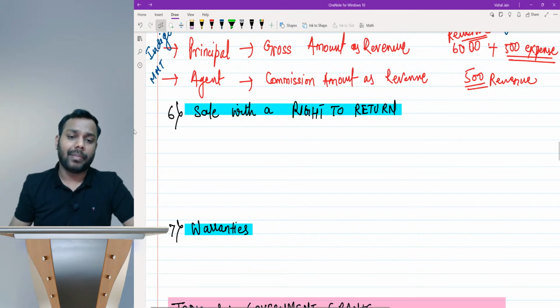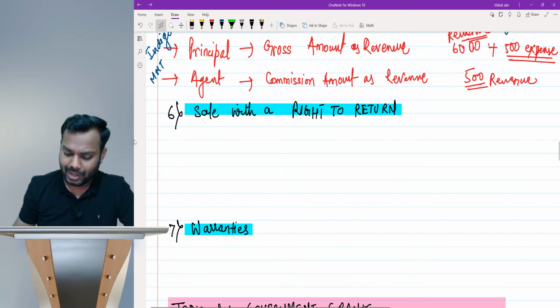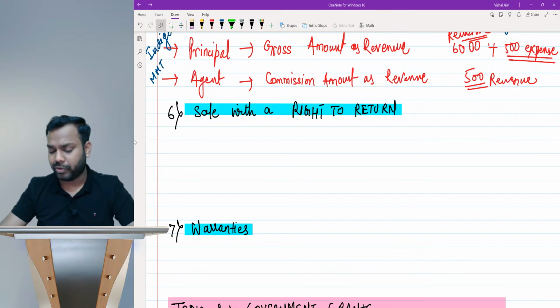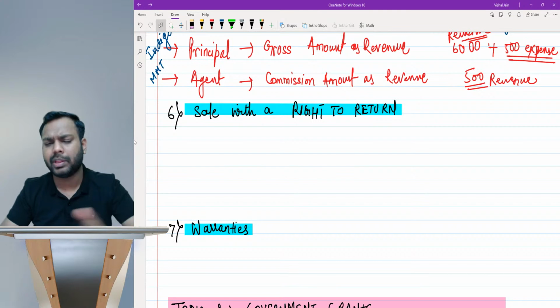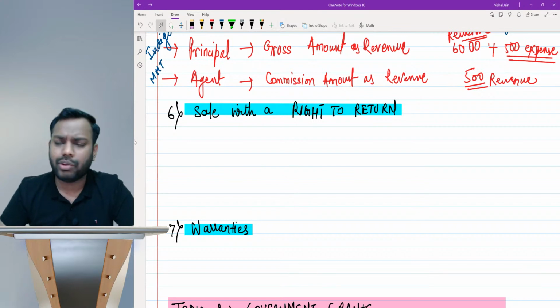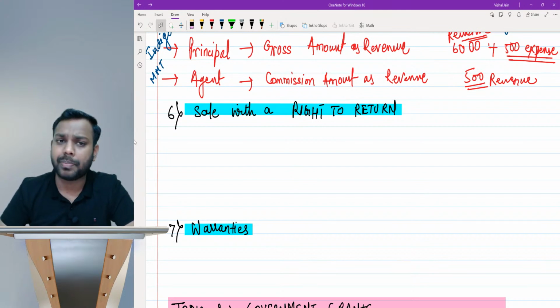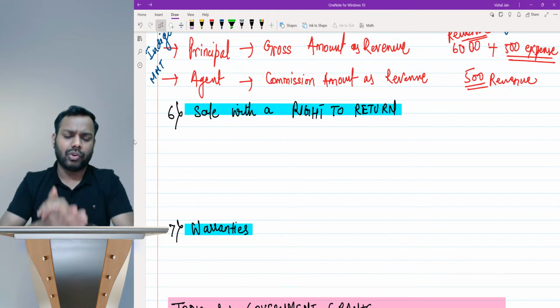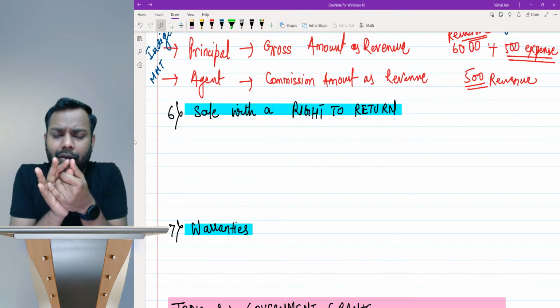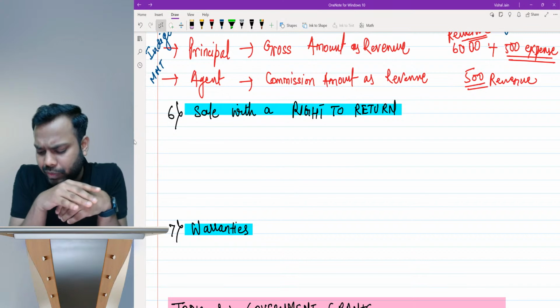Now coming to the sale with a right to return. Guys, whenever we purchase anything from either a shopping mall or from Amazon or from Myntra, don't you think we have a right to return? We have a 7 days return policy whenever we purchase from Myntra, right? So what happens in that case? How will the company recognize revenue in that case?